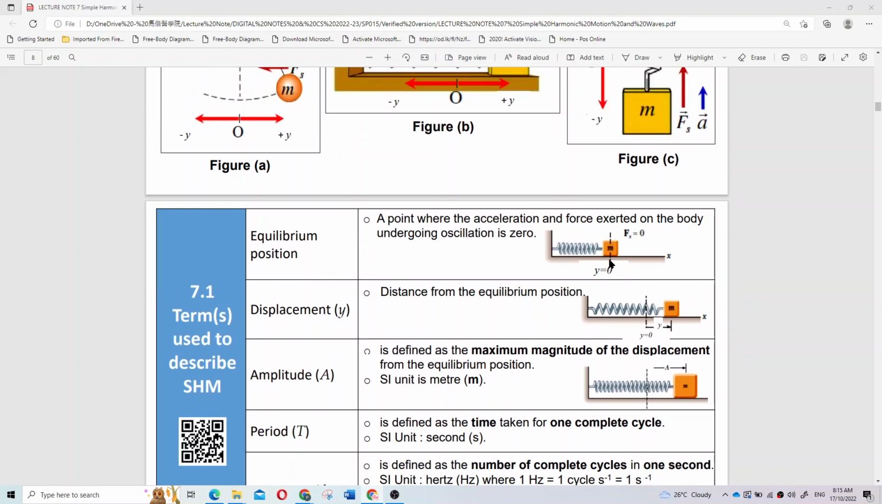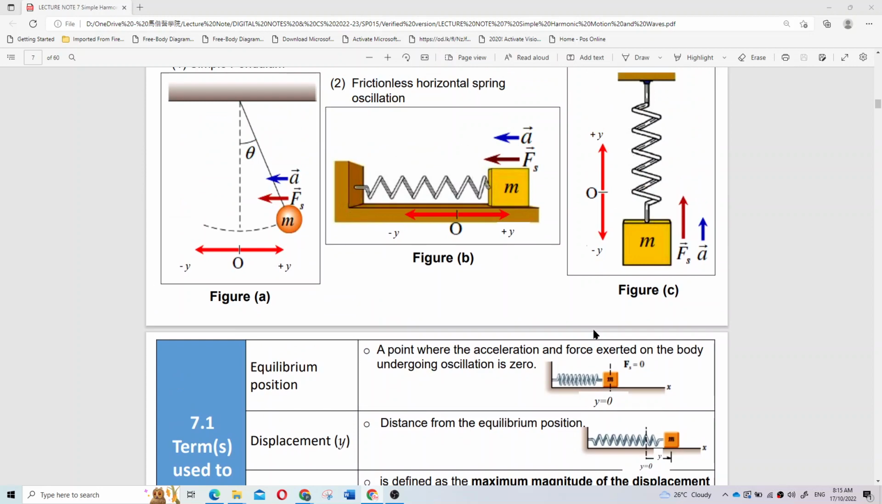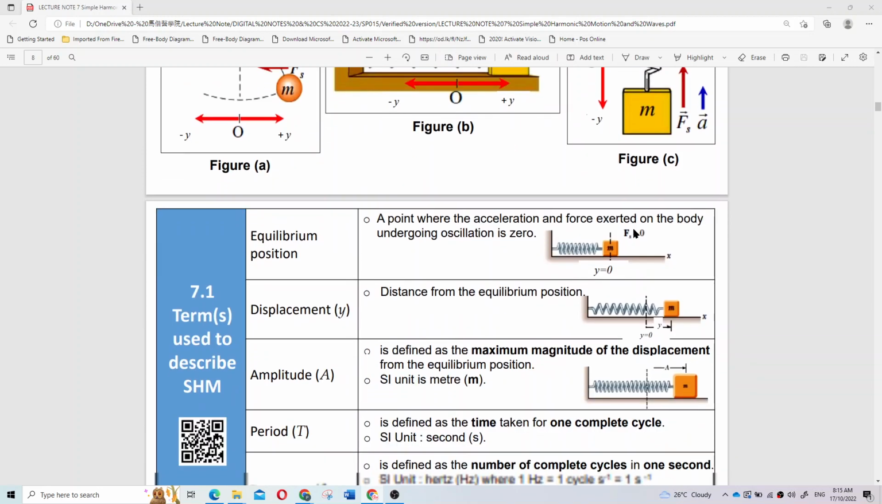Because when the object is at equilibrium, the spring has no extension. Right? No extension. So I can just write like that: when at equilibrium position, that means y is equal to zero.